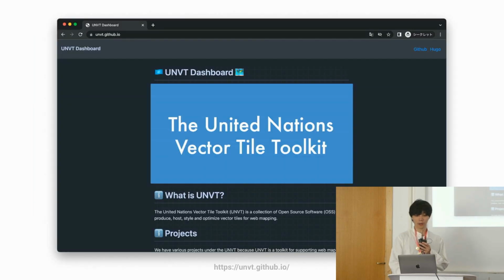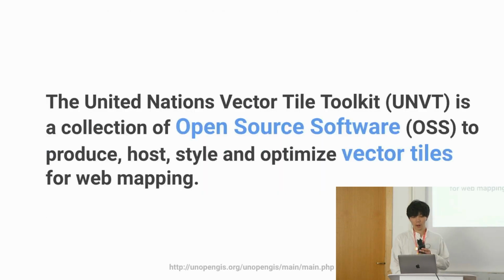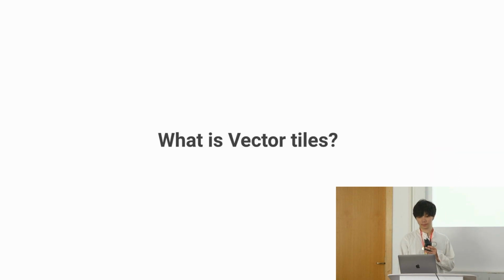So this is our website. Please search for unvt.github.io. So what is this project? The United Nations Vector Tile Toolkit (UNVT) is a collection of open source software to produce, host, and style optimized vector tiles for web mapping.